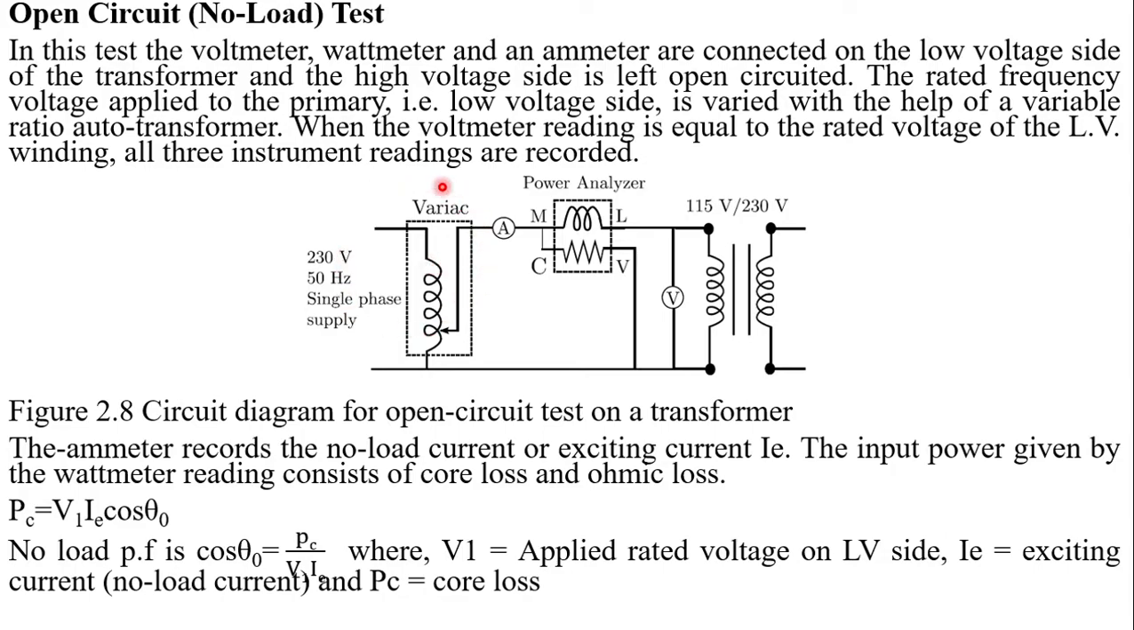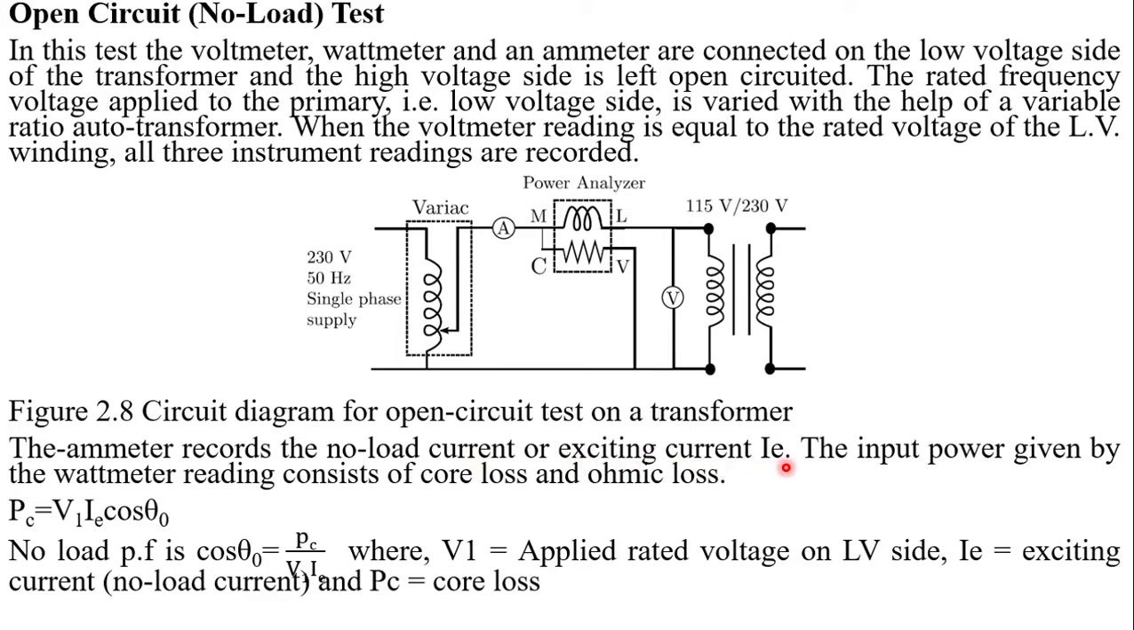Here is the auto transformer used to vary the voltage applied to the primary winding, until the voltmeter reading is equal to the rated voltage of the low voltage winding. All three instrument readings are recorded, which means this variac is varied to a desired voltage. When the desired voltage level is reached, the ammeter records the no load current, the wattmeter records the core loss, and the voltmeter records the voltage, while the high voltage side remains open circuited.